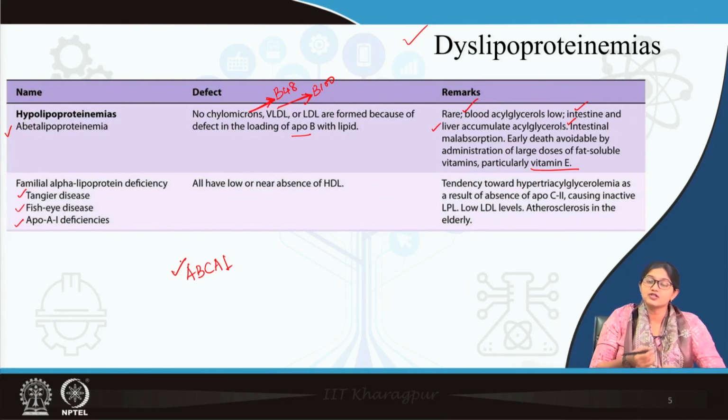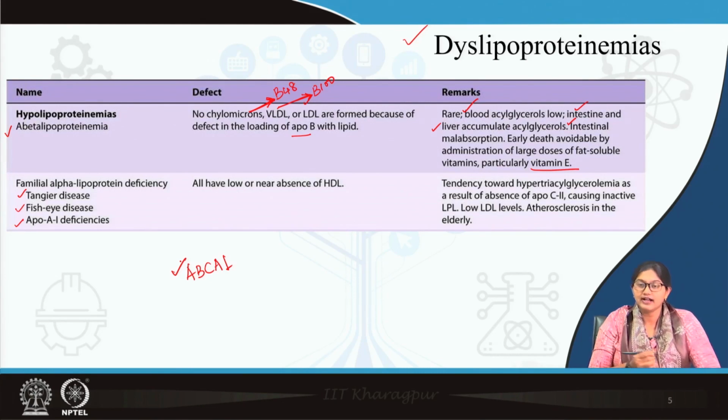Now, in absence of this ABCA1 transporter, what will happen? HDL will remain in the form of pre-beta HDL. So, there will be no discoidal HDL, no matured HDL, and those were important for reverse cholesterol transport, and for different lipid exchange in between. So, those will not happen.